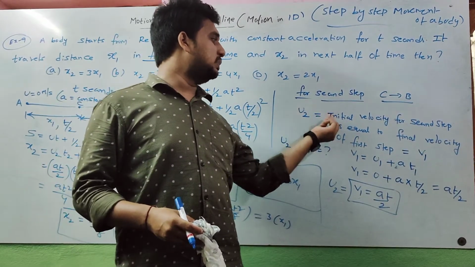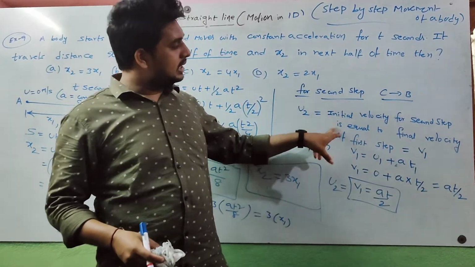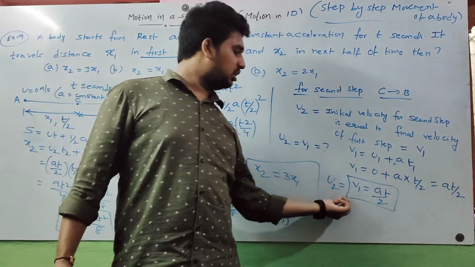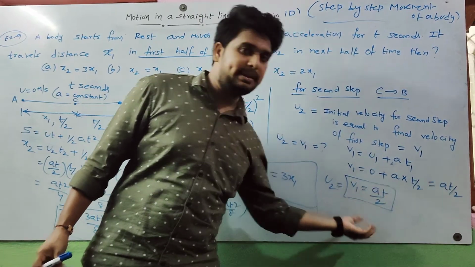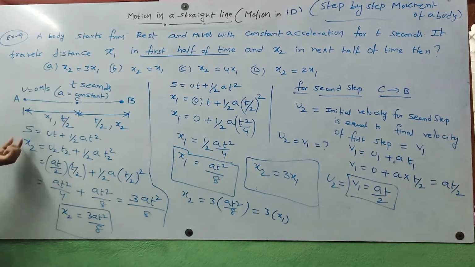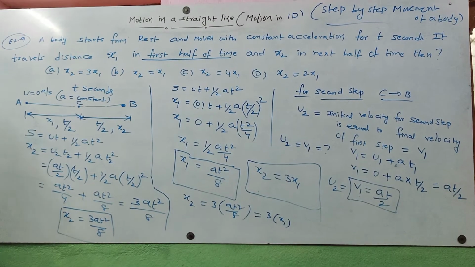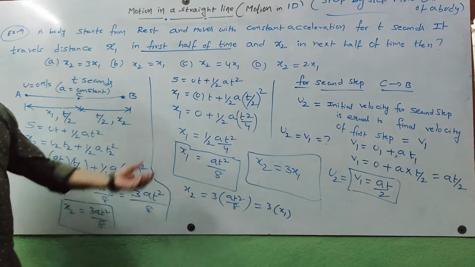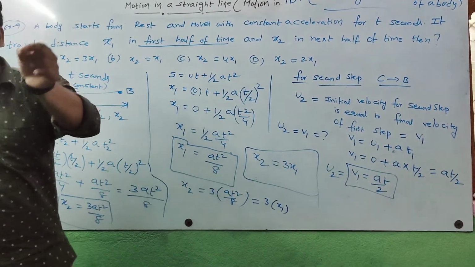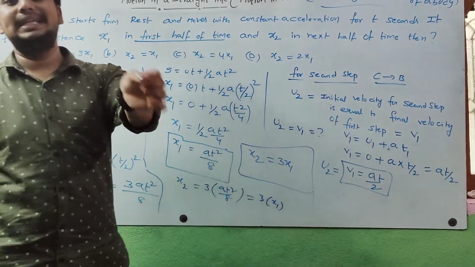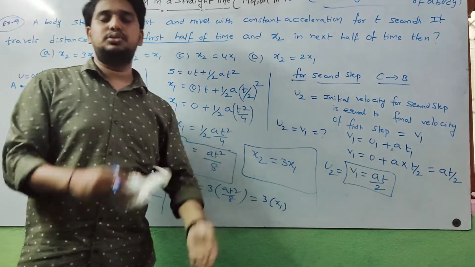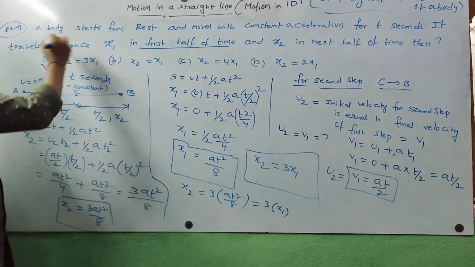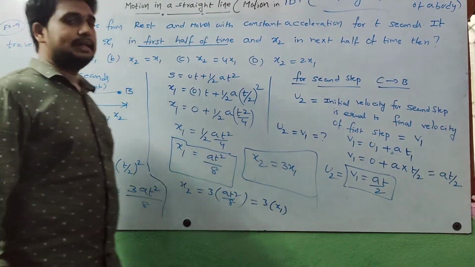So that's why u2, the initial velocity for the second step, is equal to the final velocity of the first step. So v1 we found, u2 is equal to v1 is equal to at by 2. We substitute that at by 2 in the s is equal to ut plus half at square formula. We got S2 is equal to 3 into at square by 8. S1 is equal to at square by 8. S2 is equal to 3at square by 8. Relation between these two: S2 is equal to 3S1. Therefore, the answer for this question is S2 is equal to 3S1.